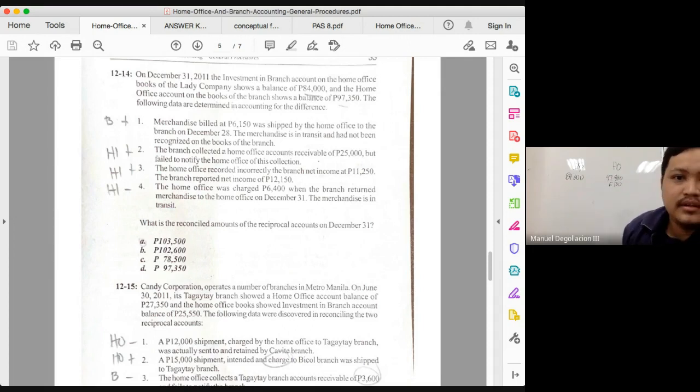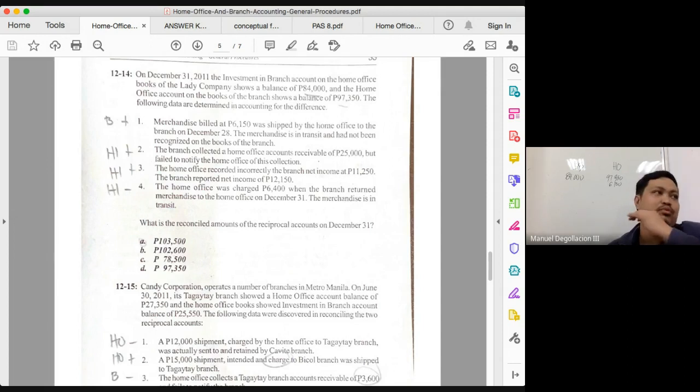Second transaction, the branch collected a home office accounts receivable of 25,000 but failed to notify the home office of this collection. Who do we think was already able to record this transaction? Branch, because the branch started this whole thing. It made the collection on behalf of the home office. What entry was prepared by the branch? Debit cash, obviously. And since the branch is getting something because of the receivable of the home office, we will treat this as an investment transaction.